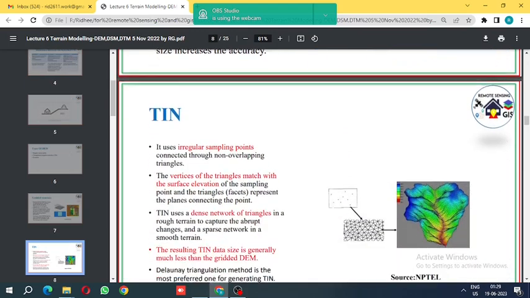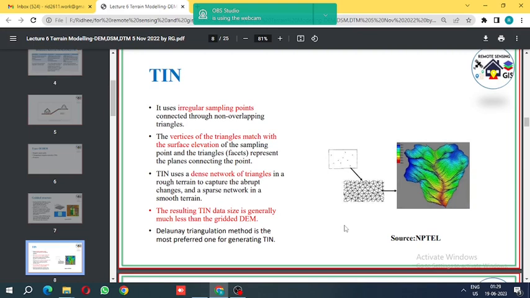Okay. Now what is TIN? TIN uses irregular sample points connected through non-overlapping triangles. The vertices of a triangle match the surface elevation at the sampling points, and the triangle represents the plane connecting the points. So there will be points, and from these points they are drawing triangles, and each triangle is connecting to the others. That is how it creates a dense network of triangles.